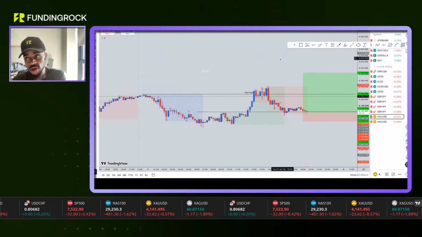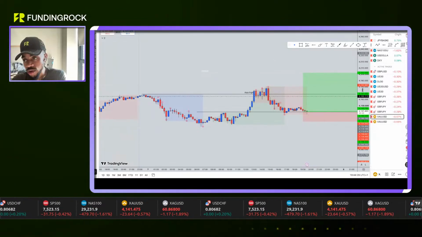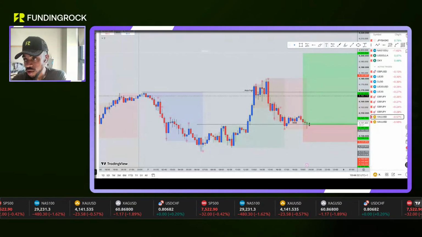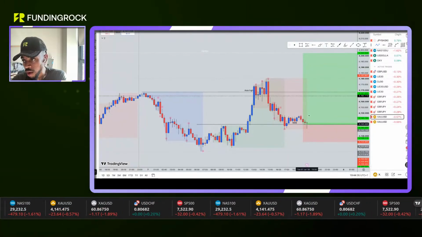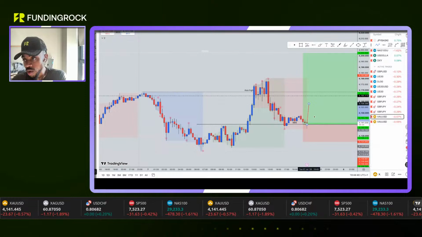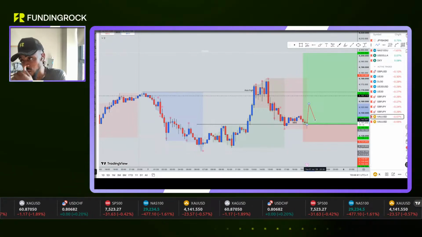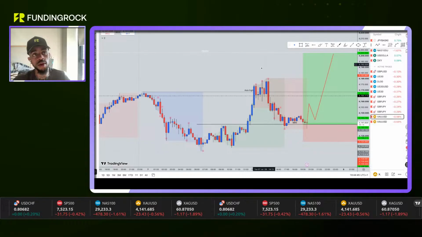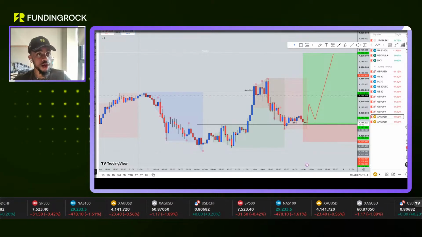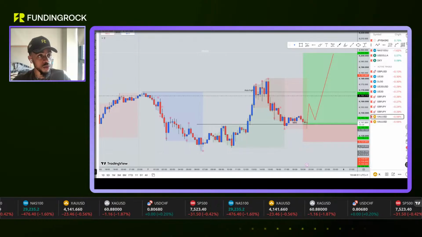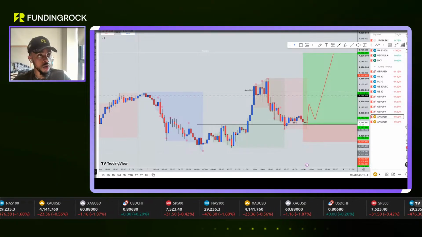I can tell you if we jump into the 15, all we need is a rejection, and then all we need on the 15-minute time frame is a break of structure. Once we get a beautiful break, we come back for a retest, and we are sailing to our take profit. That is exactly where we are going.